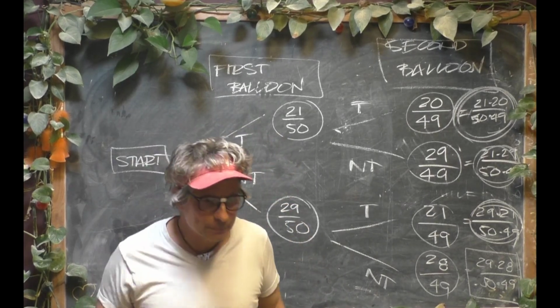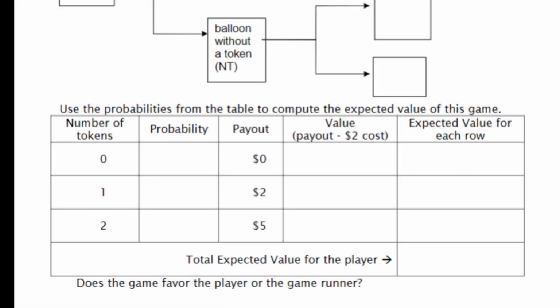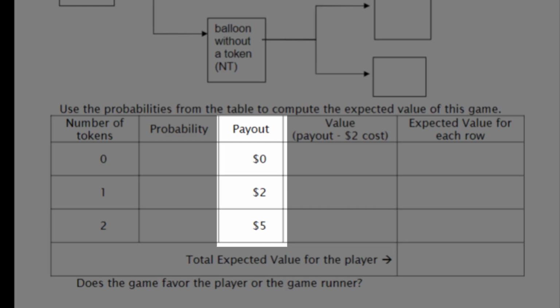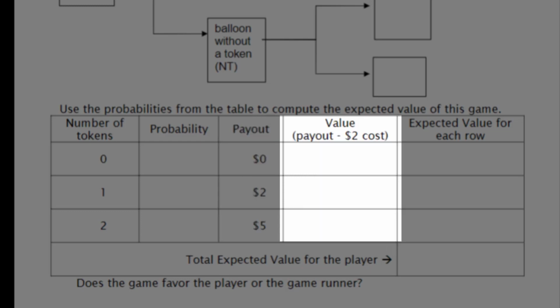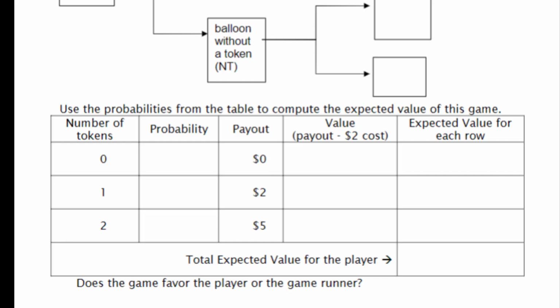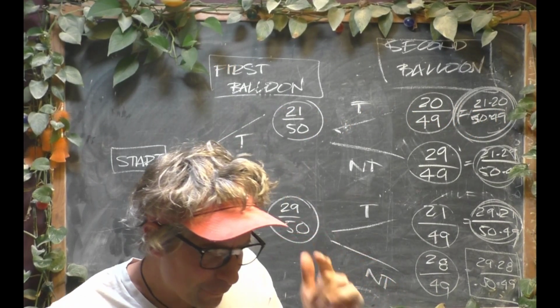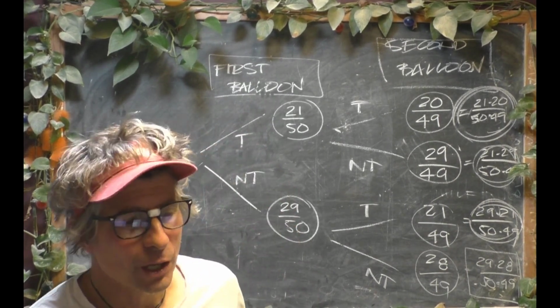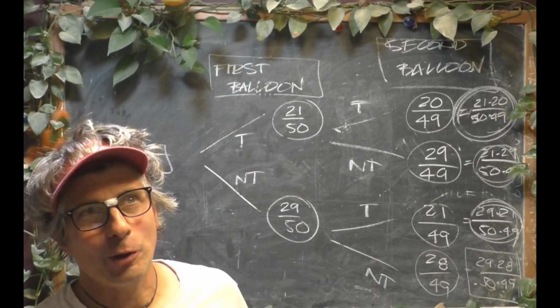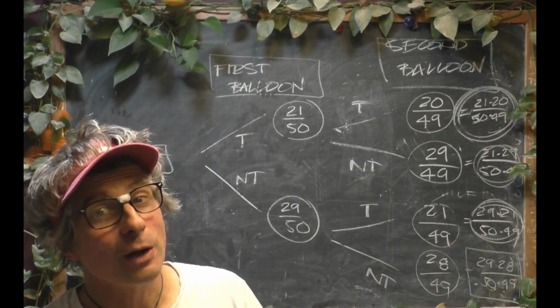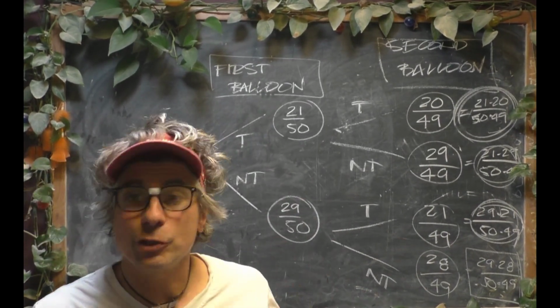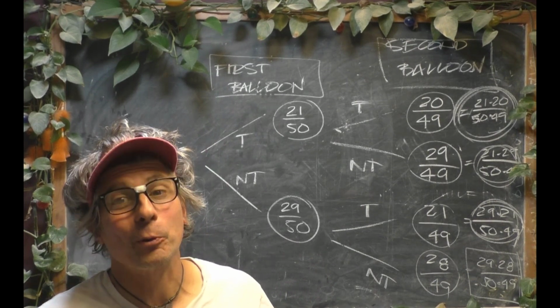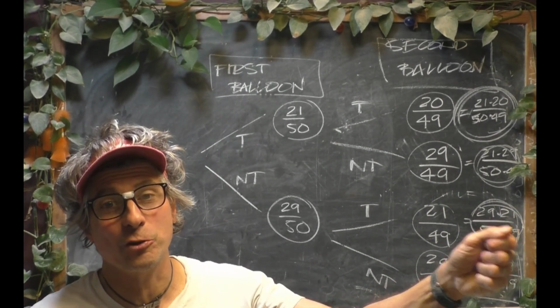One more thing to think about here, and she's actually given you a column here for the value. The payout is 0, 2, and 5. And then she put this little value column next to it, which is take the $2 that you had to pay to play out. So 0 minus 2 is going to be negative 2. 2 minus 2 is going to be 0. And 5 minus 2 is going to be 3. So if you lose, you don't actually win $0. You actually lose $2 because you had to pay to play. If you win $2, you actually broke even because you paid $2 to play and then you win the $2 back.